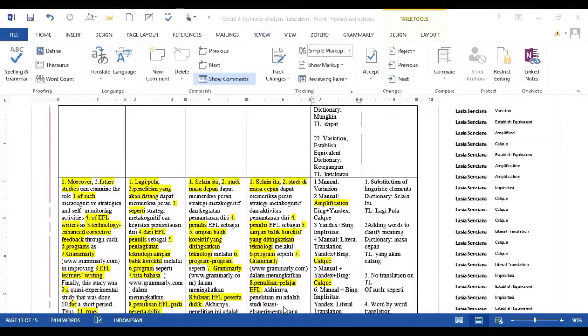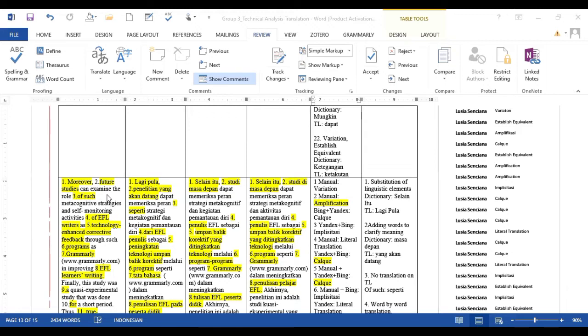Okay, next, I will analyze the last part. In here, in search language is moreover, in online translator is lagi pula, in Yandex is selain itu, and in Bing is selain itu. In here, in offline translator, they use a variation technique, and Bing and Yandex is established equivalent, because in the dictionary moreover means selain itu, but in manual translator is lagi pula.